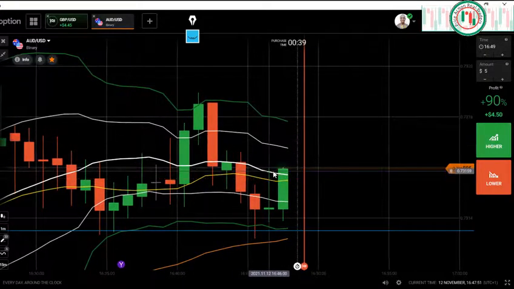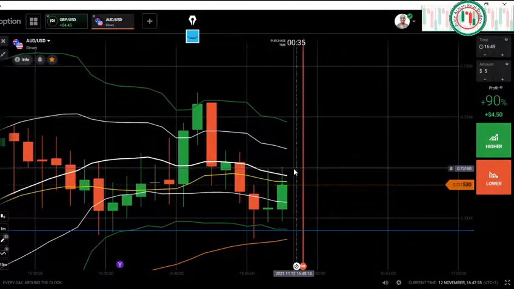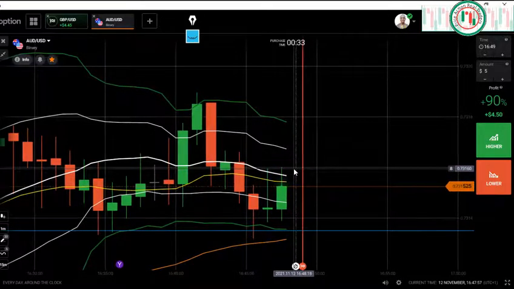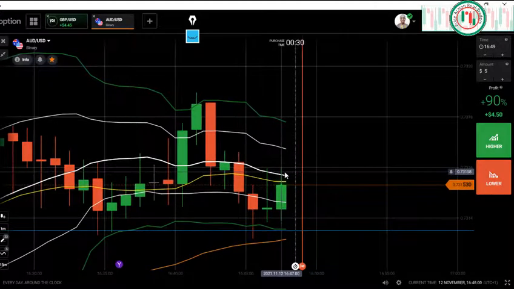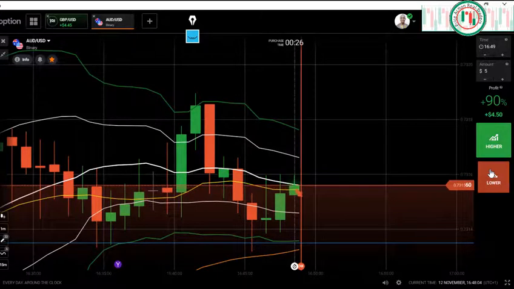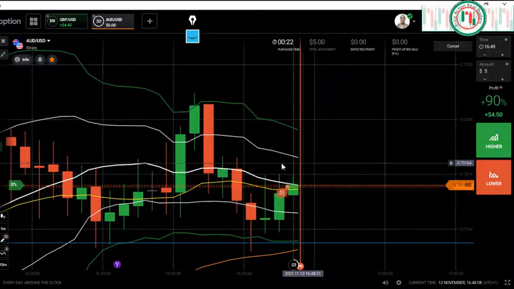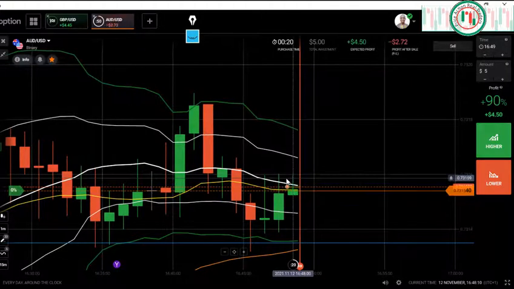Market must consolidate before it break this level. Market must consolidate on this area. Yes, I know market must consolidate at this area. That's why I place my trade put option.